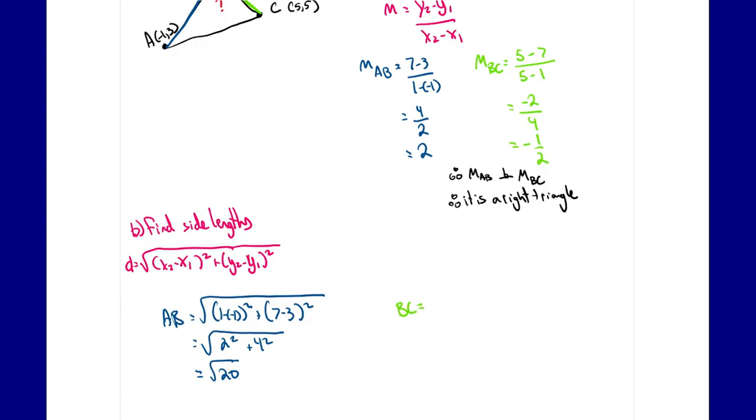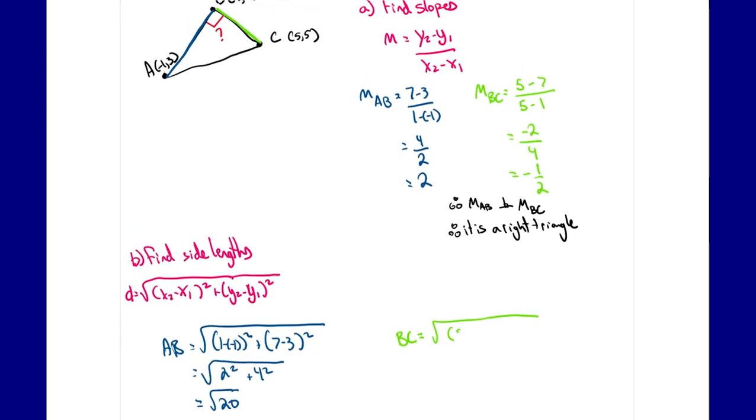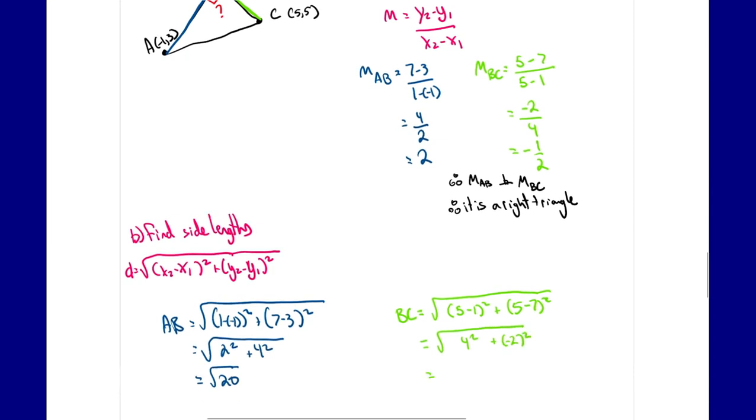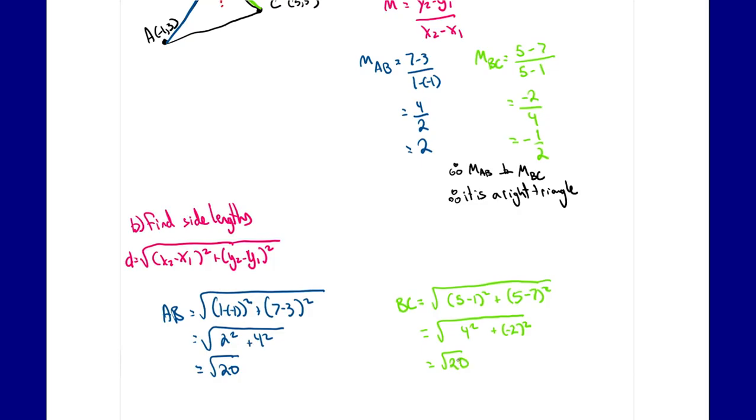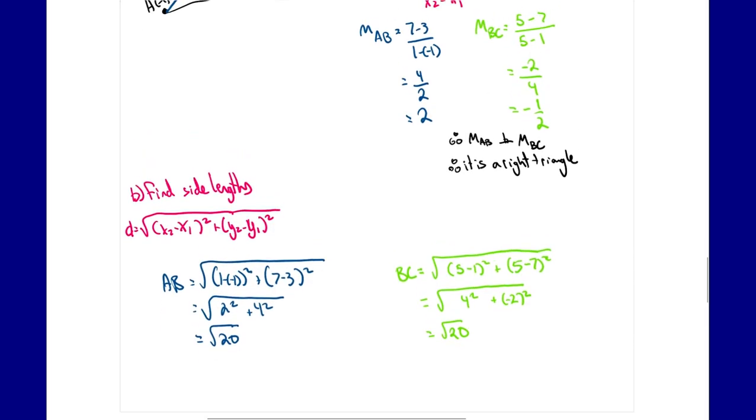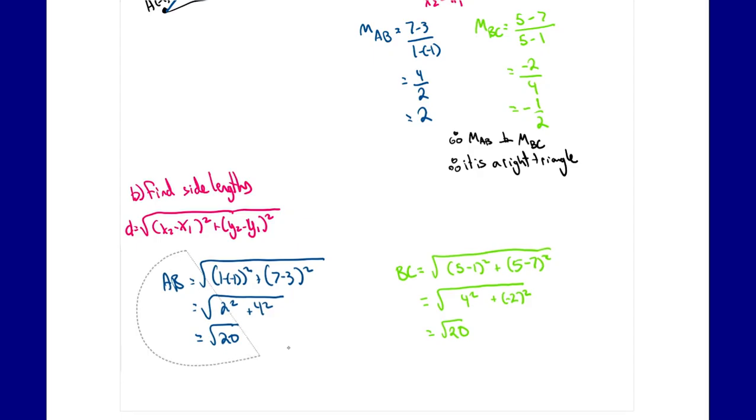I'm going to check BC next. We're going to go through and do the same thing. So x2 minus x1, so we have 5 minus 1 squared plus 5 minus 7 squared, all under the square root. We get the square root of 4 squared plus negative 2 squared. 16 plus 4, we get the square root of 20. So BC and AB are the same length.